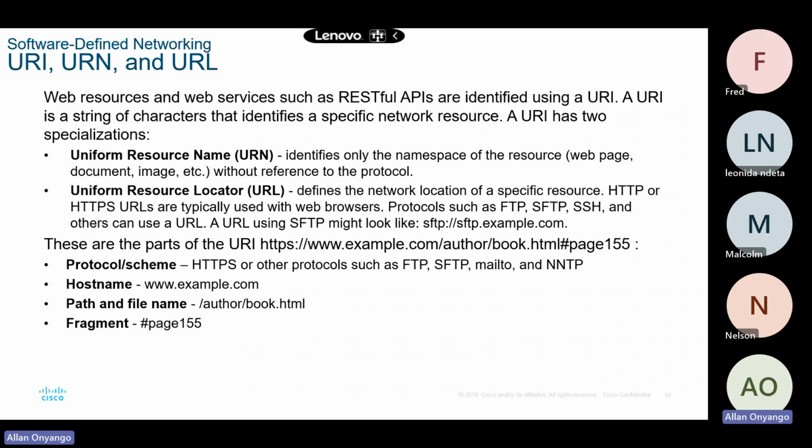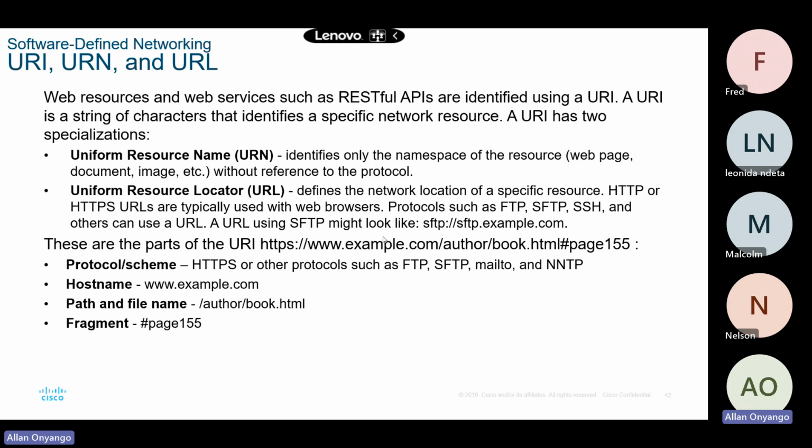So the URN basically identifies only the namespace of a resource, right? Only the namespace of a device. And the URL basically now defines the network location of a specific resource.